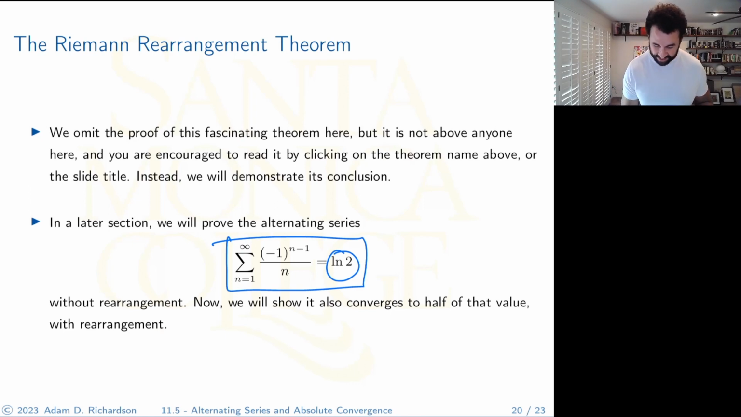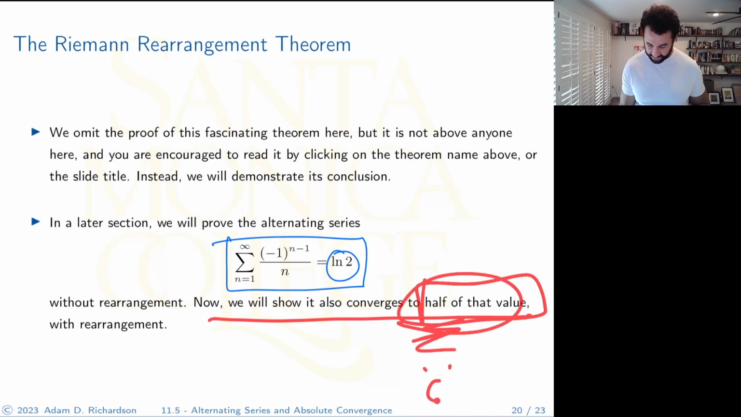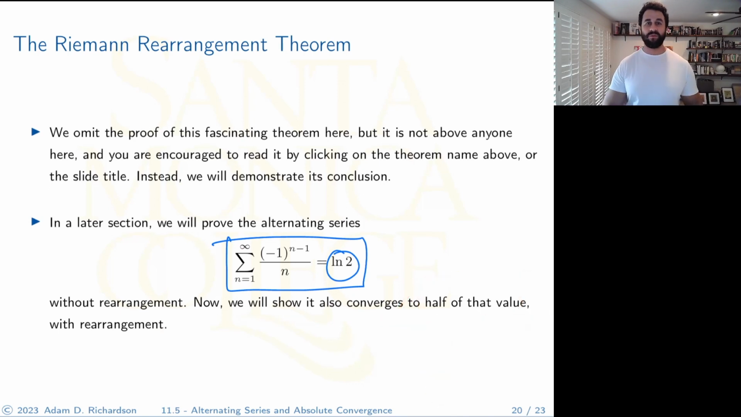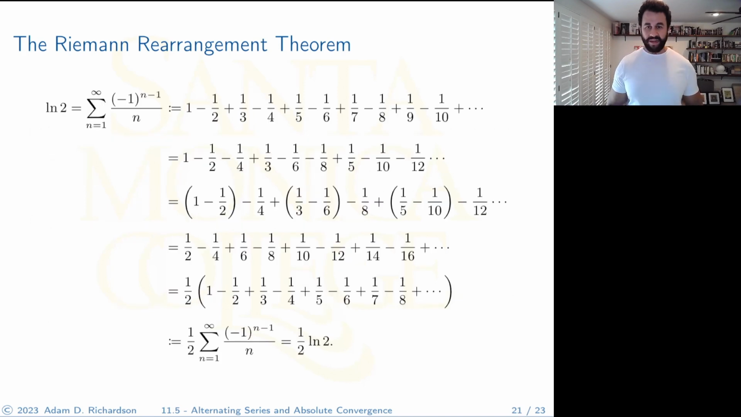Now, we're going to do something kind of bizarre. We're also going to show that it converges to half of that value with rearrangement. So we're going to rearrange the terms a little bit, and we're going to show that when you do that, it adds up to half of ln of 2. So here we go. All right, here's the clever bit. This we're taking from a future result: ln of 2 is equal to this series. This series is equal to this by definition. That's what this little colon equal sign means. That means by definition, this infinite series is this right here. Right?